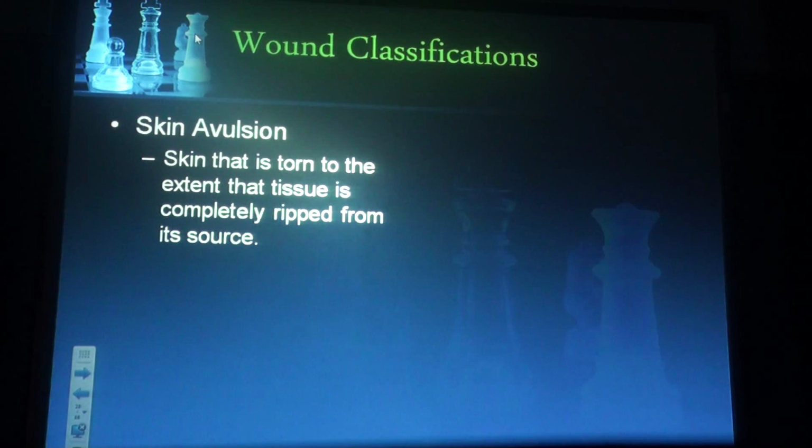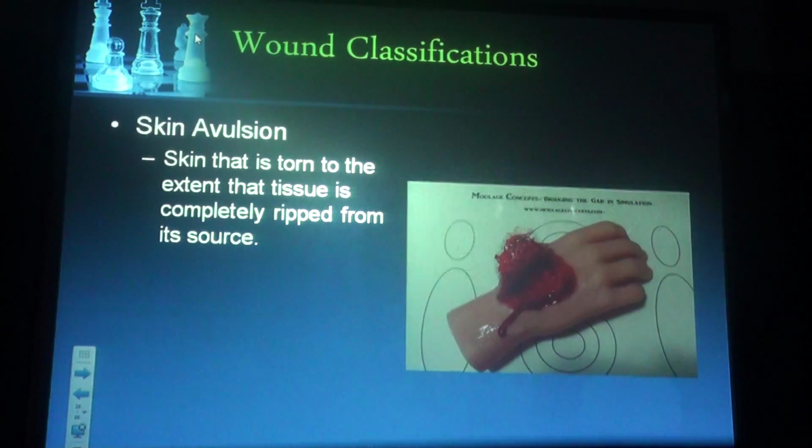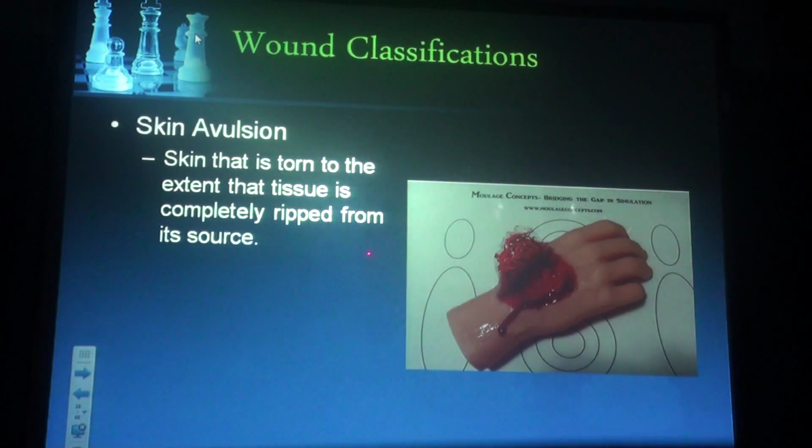Skin avulsion. The skin is torn to the extent that the tissue is completely ripped away from its source. So right here, thank goodness, is just a model, I couldn't find a good picture of it anyhow, but the skin is ripped away and you'll get some bleeding and you may see some underlying tissue, maybe bone, muscle, that kind of thing, but it's an avulsion where it tears away. Right here you see the skin torn away. It's a skin avulsion.